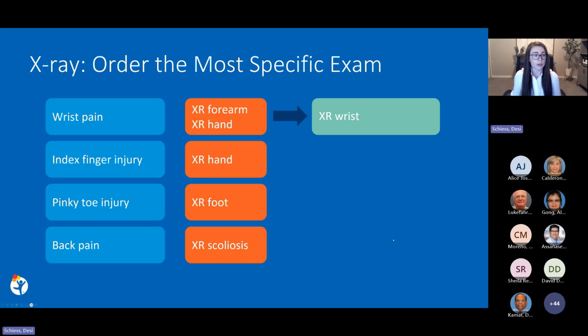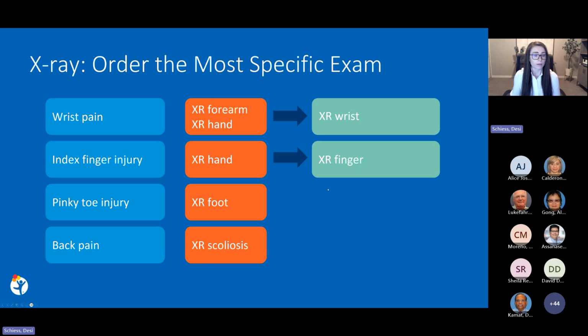If there's concern about a specific finger or toe, on a hand or foot X-ray, the lateral view often has overlap of all the fingers and all the toes, which can be not very diagnostic for any given finger or toe. So it's better to order a dedicated finger or toe X-ray that will include a specific lateral view of the finger or toe that hurts.